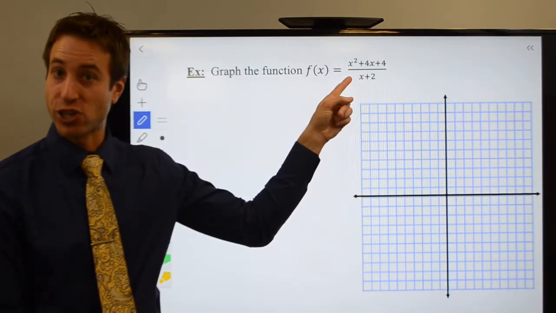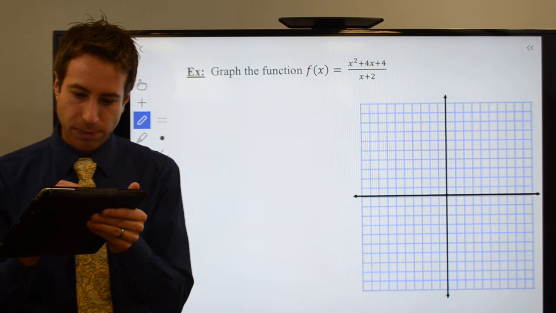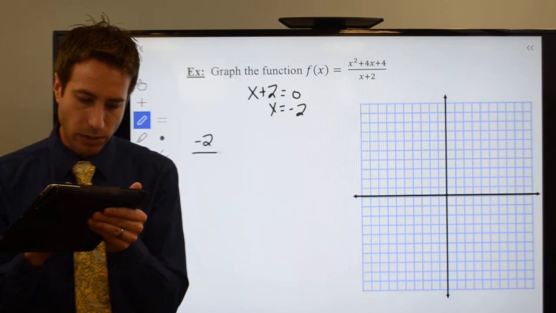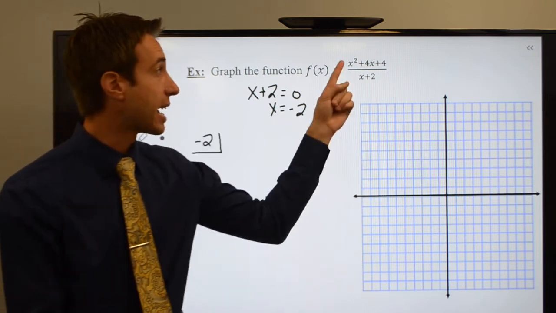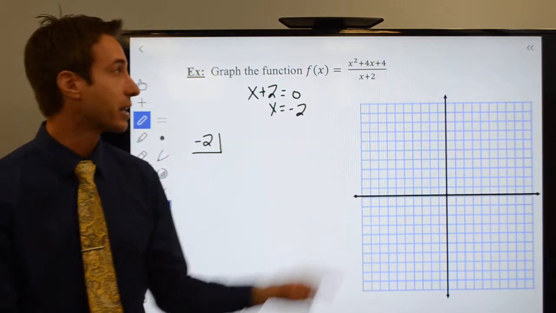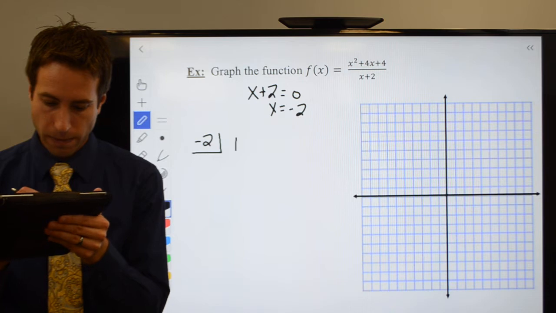My leading coefficient is a 1. So good, awesome. All right, so I take x plus 2, set it equal to 0. I'm going to do synthetic division with a minus 2. Make sure you check for placeholders. X squared, x to the first, x to the 0. Everybody's there. I don't need placeholders. 1, 4, 4.